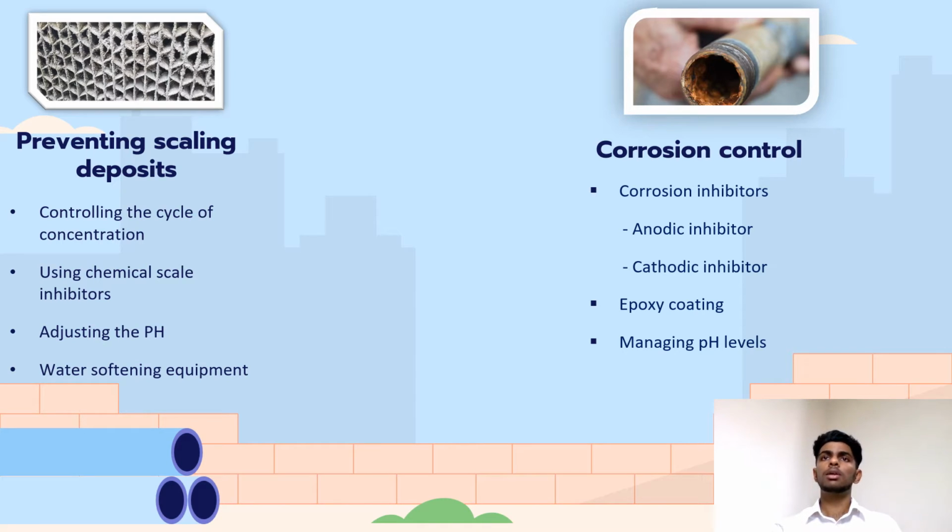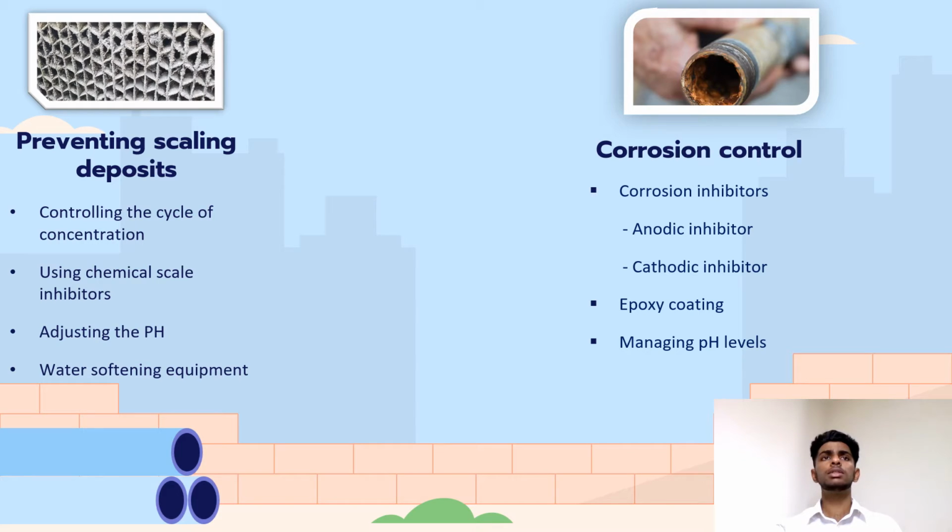Some of the chemical scale inhibitors commonly used are polyphosphate, which is used in potable water system. And then the second is phosphonates, which prevents scale by inhibiting crystal growth. And then the third is alkylate polymers, which modify the crystal structure to prevent adhesion to heat transfer surfaces.